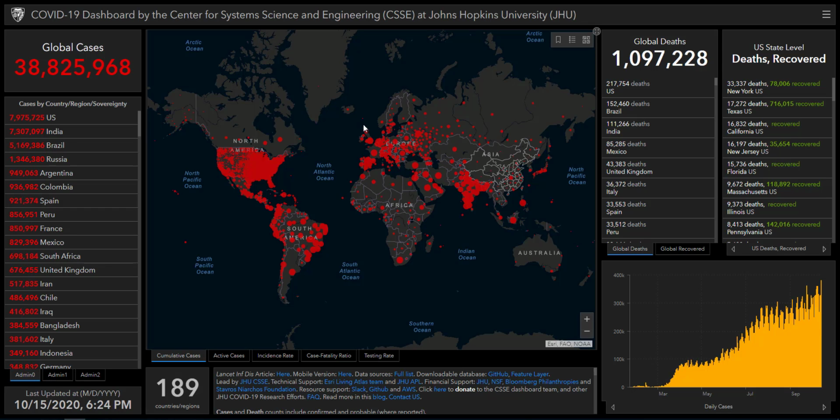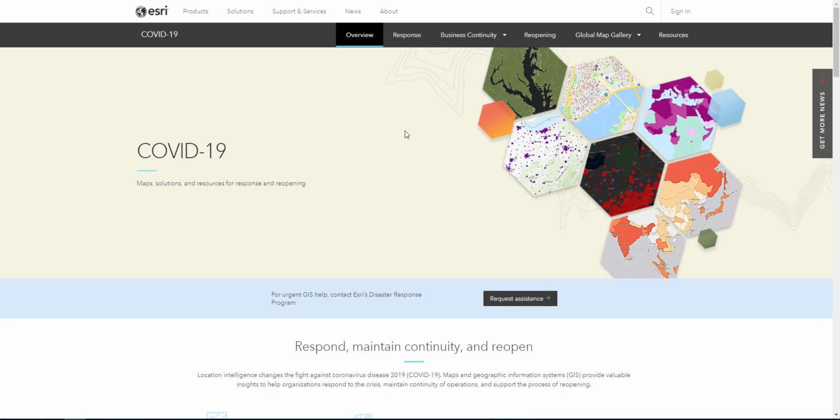Now we also have the COVID-19 Dashboard from Johns Hopkins University, and likely you have seen this. It did hit the news waves. Everyone's really been focused in on this to help us to understand what has been happening with COVID-19 on a world view. I do want to point out that not only has Esri worked on this with Johns Hopkins University, but we also have a COVID-19 hub, which is filled with resources, many free resources for you to use for maps and solutions for response and reopening.